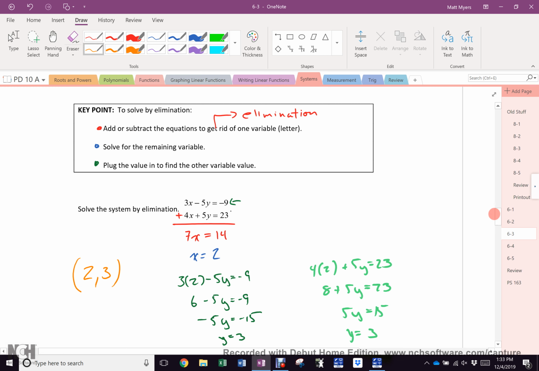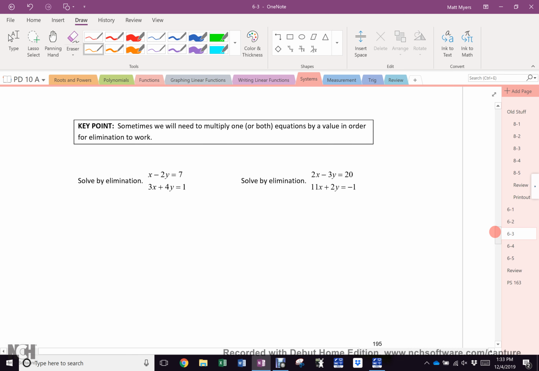Okay. Now, is it always this easy? Of course not. Sometimes you'll need to multiply. Remember how we just proved that multiplying doesn't change the results? Excellent. So what are you going to do here? I can't eliminate, Mr. Myers, because nothing's got the same coefficient. Pardon me? Jordy says we could multiply by 2. Is he correct?